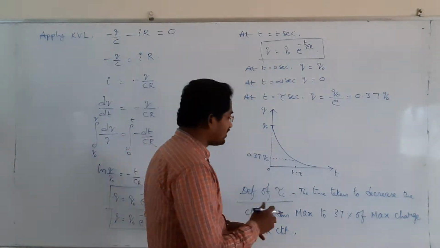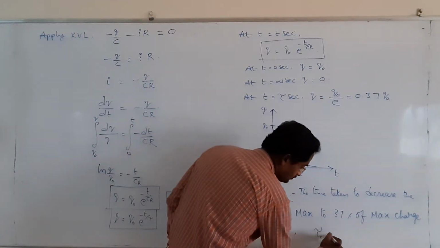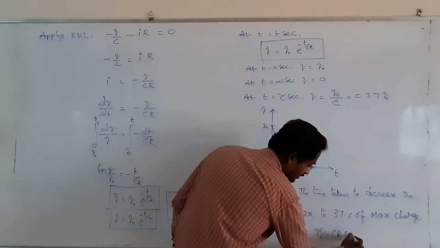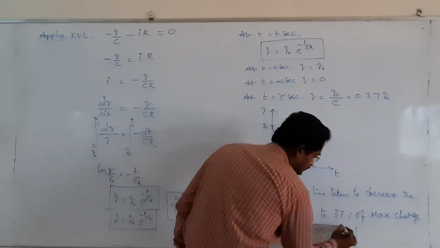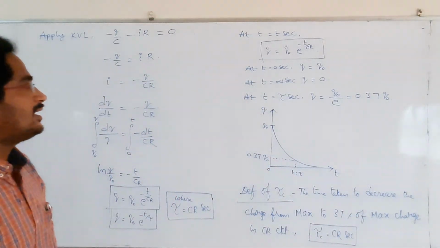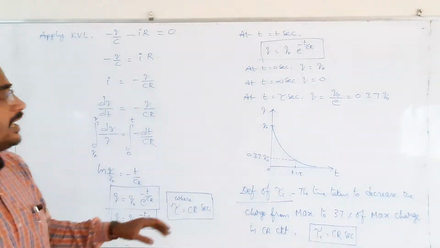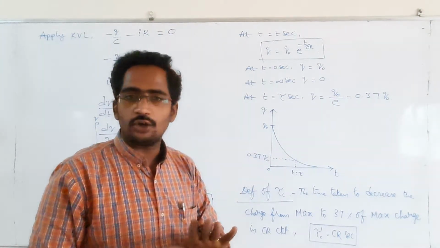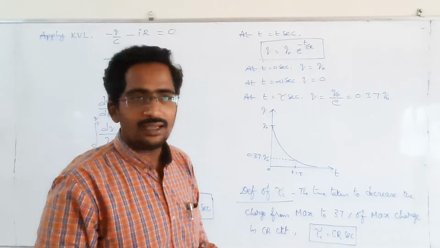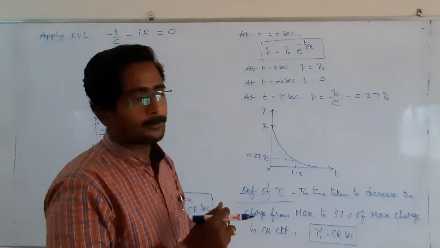What is the formula for tau? CR. The unit is the second. So with that, decay of charge in the CR circuit is over.